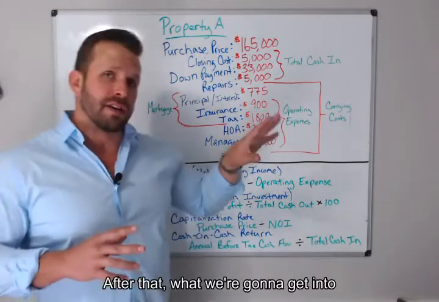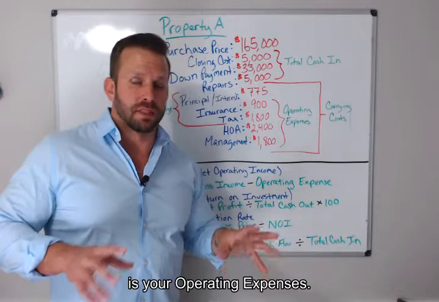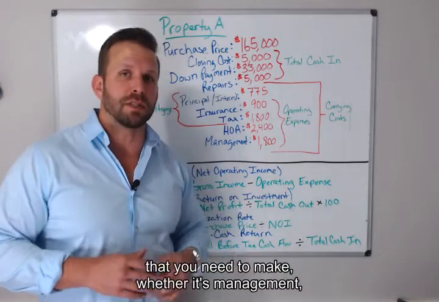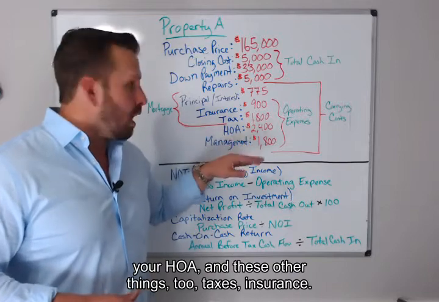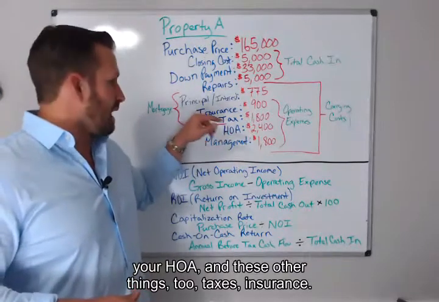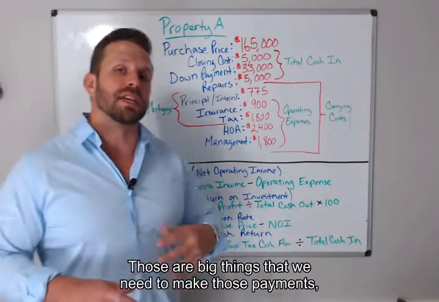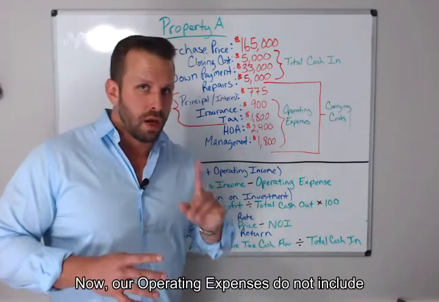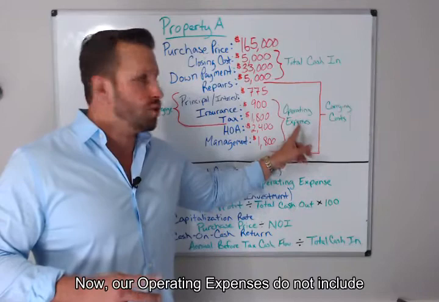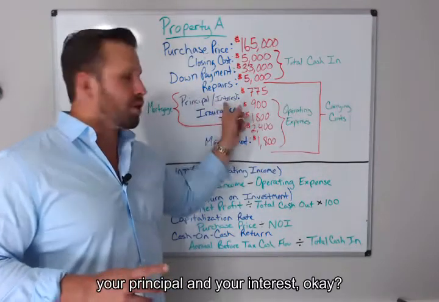After that, what we're going to get into is your operating expenses. Just like a business, you have monthly payments that you need to make, whether it's management, your HOA, and these other things too, taxes, insurance. Those are big things that we need to make payments on, whether we have a mortgage or not. Now, our operating expenses do not include your principal and your interest, okay?